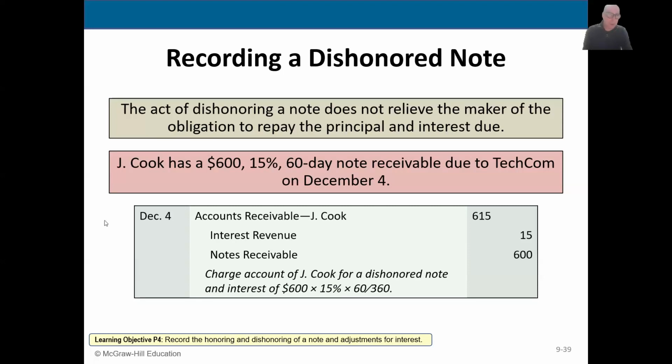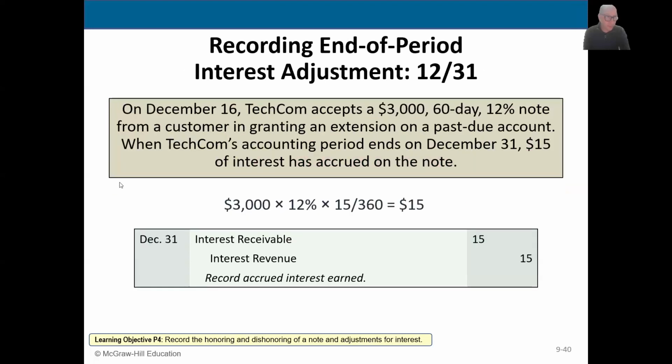So, here's what happens. Well, we got our customer, they didn't pay us on time, so they dishonored it. So we're going to convert their stuff back into account receivable. We debit account receivable $615. We're taking that interest that they owed us and adding that to their account receivable. And we're going to credit the note receivable 600 because we're converting it back into account receivable. Now, it happens. It's all part of business.